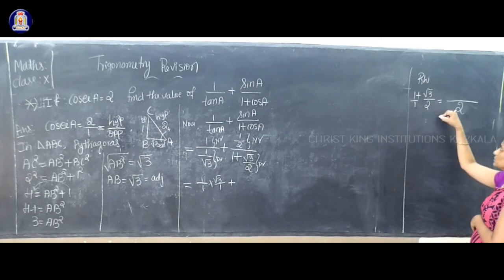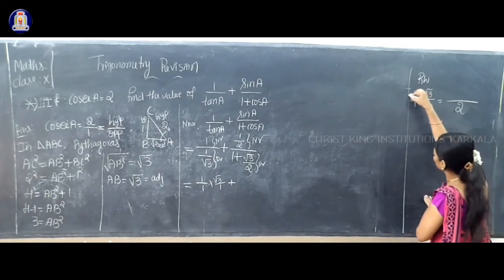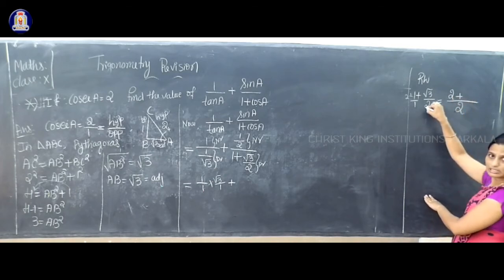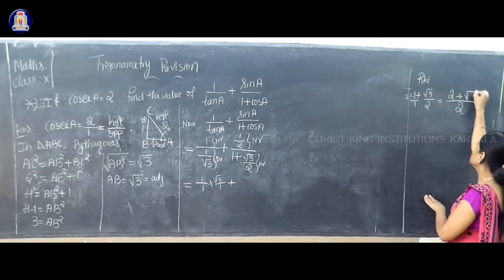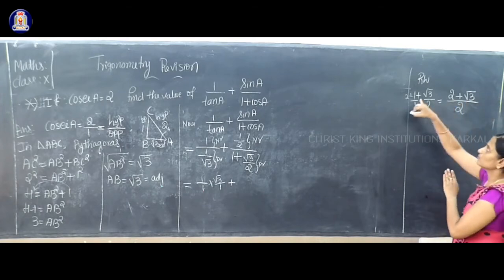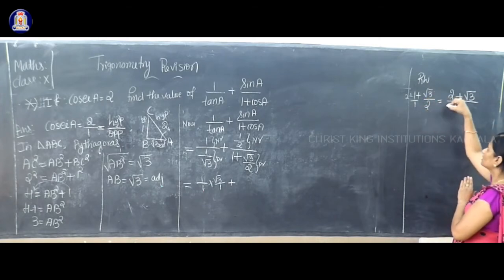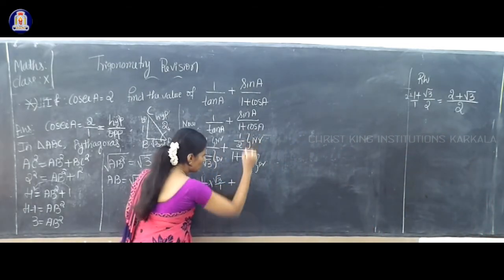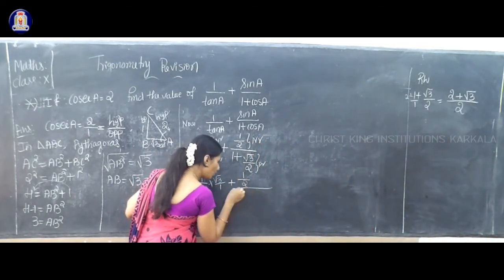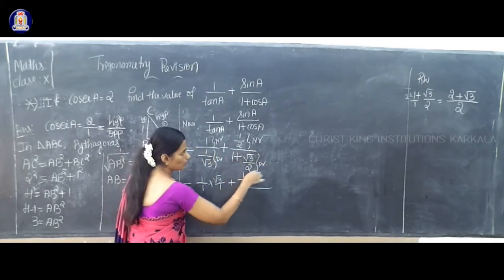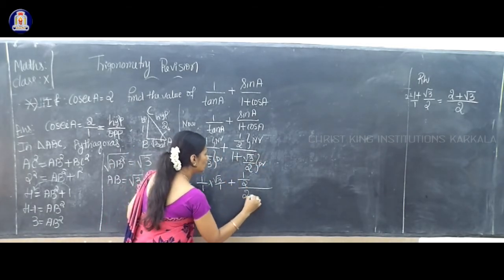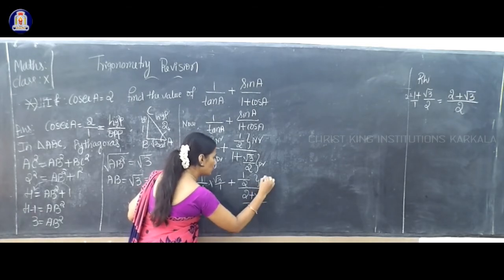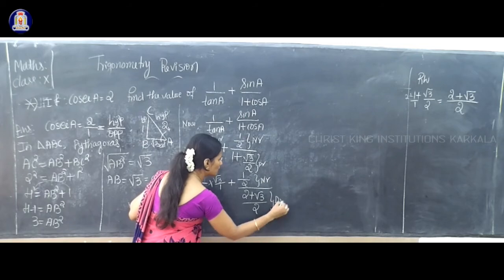So now 1, how much is 2? 1 twos are 2, so multiply by 2, right? 2 into 1 is what? 2. Plus, 1 into root 3 is root 3. So what is the answer? 1 plus root 3 by 2 is 2 plus root 3 divided by 2. So again here, this is 1 divided by 2, whole divided by, what will be your answer? It is 2 plus root 3 divided by 2. So this is your numerator and this one is your denominator.